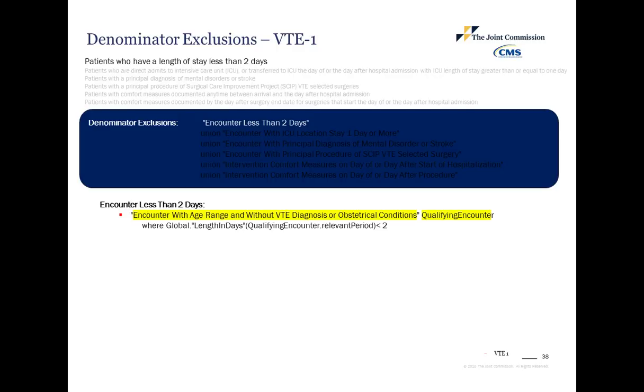So looking at the first exclusion, encounter less than 2 days, we begin with encounter with age range and without VTE diagnosis or obstetrical conditions because it's the qualifying encounter. And since we'll be using this throughout the measure, we give it an alias of qualifying encounter rather than repeating the long definition name. And we use the length in days function to calculate the length of stay less than 2 days.